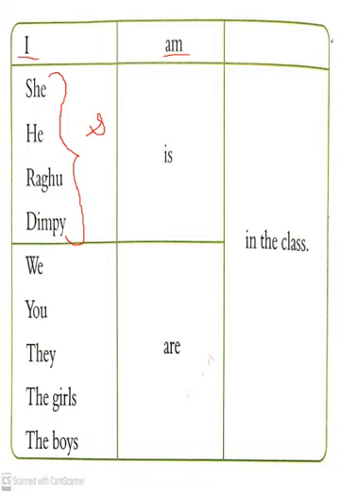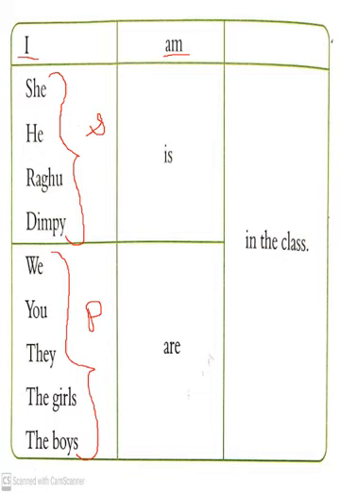Next, we, you, they, the girls, the boys, these all are plural. So with these we are going to use are. What will we be using? We will be using are with these words.